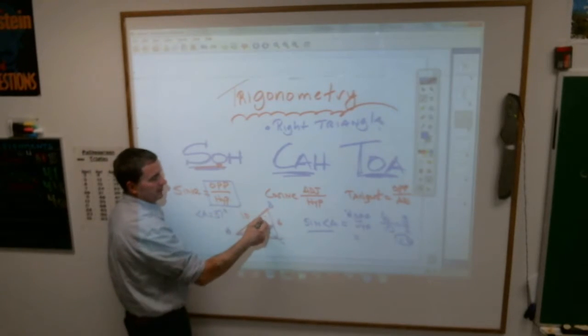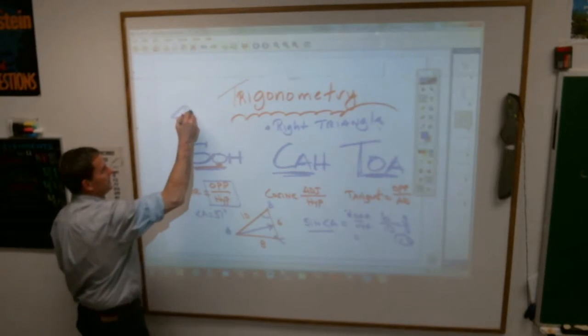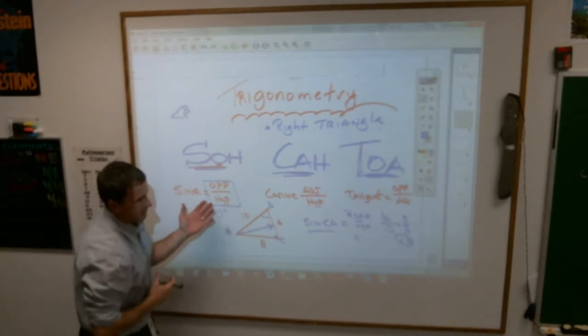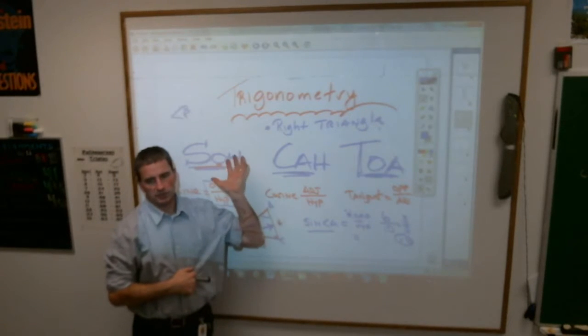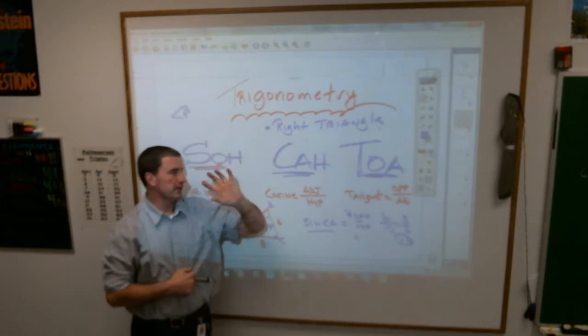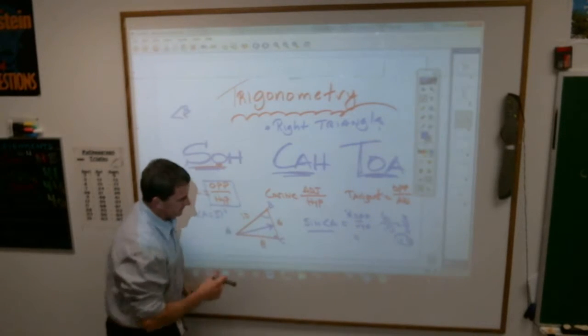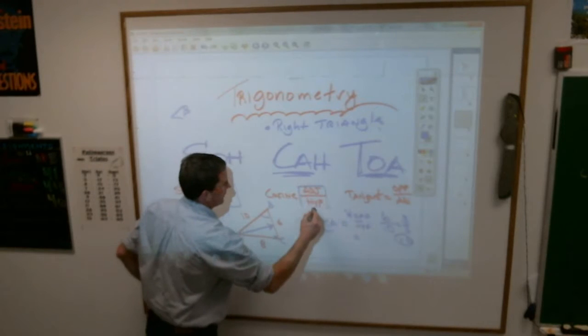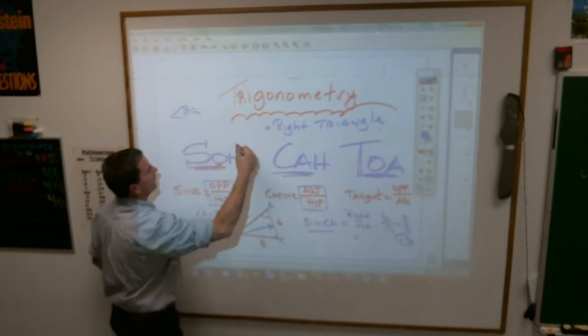Let's say I want to find out my angle for angle B. Pick one of these three trigonometric functions. Which one do you want? You want to go tangent, cosine, sine? Cosine. So, the cosine of angle B equals the adjacent side over hypotenuse.